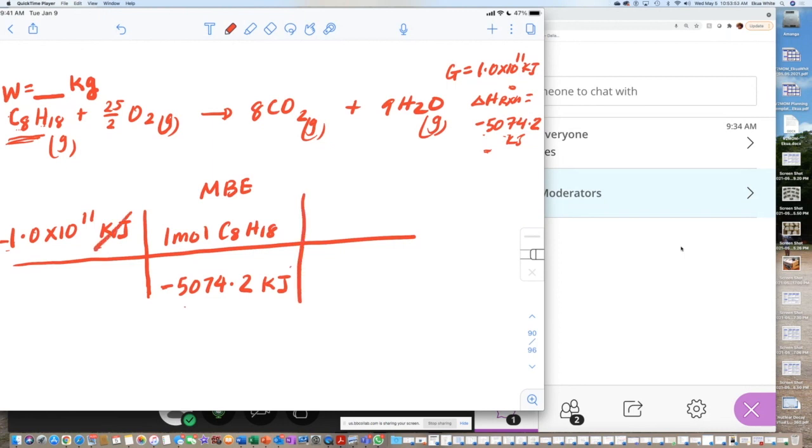So you see how our stoichiometry is already building up? We're going from energy to moles. From moles, now we can use the periodic table conversion to get the mass. That 1 mole of C8H18 has certain grams of C8H18. Okay.